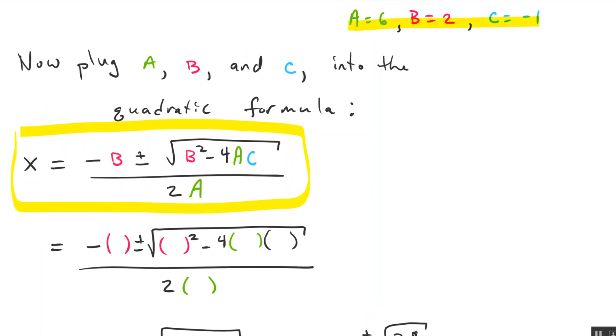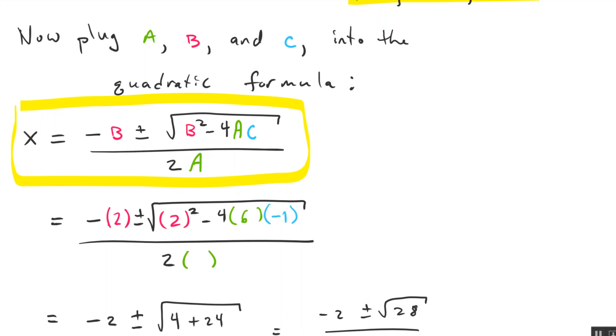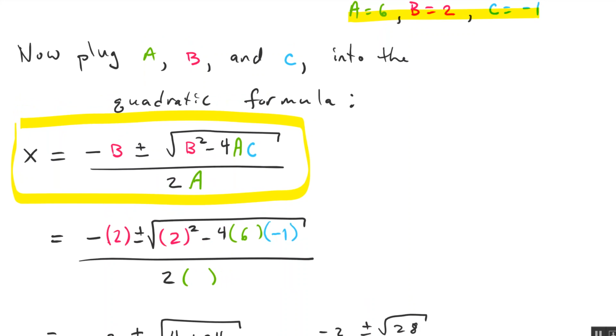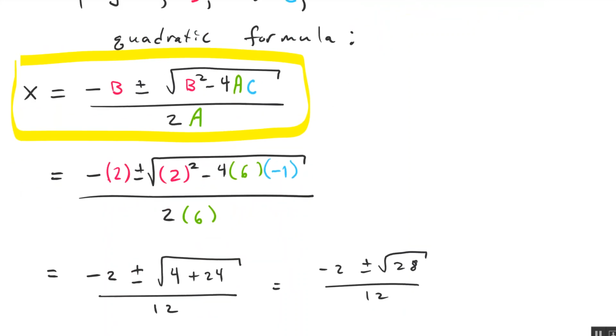So let's plug them in. We have b as 2, so this b right here is a 2. We have a b squared, so we have a 2 squared minus 4 times a, which is 6. But I want that 6 to be green, just because my colors will be really messed up if I don't do that. And then I have a c, which is negative 1. The final part is in the denominator, the 2 times the a, and again the a is 6. So let's put a 6 there.